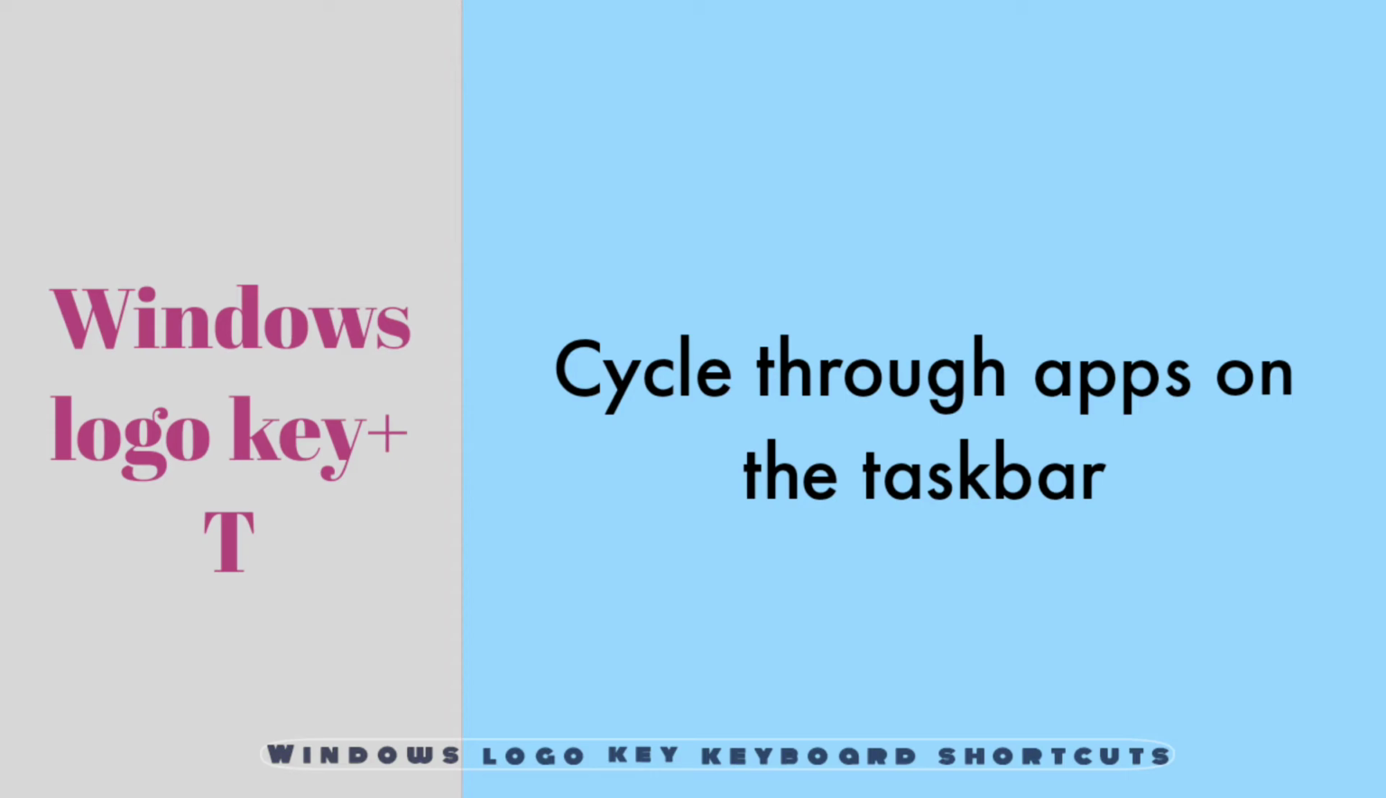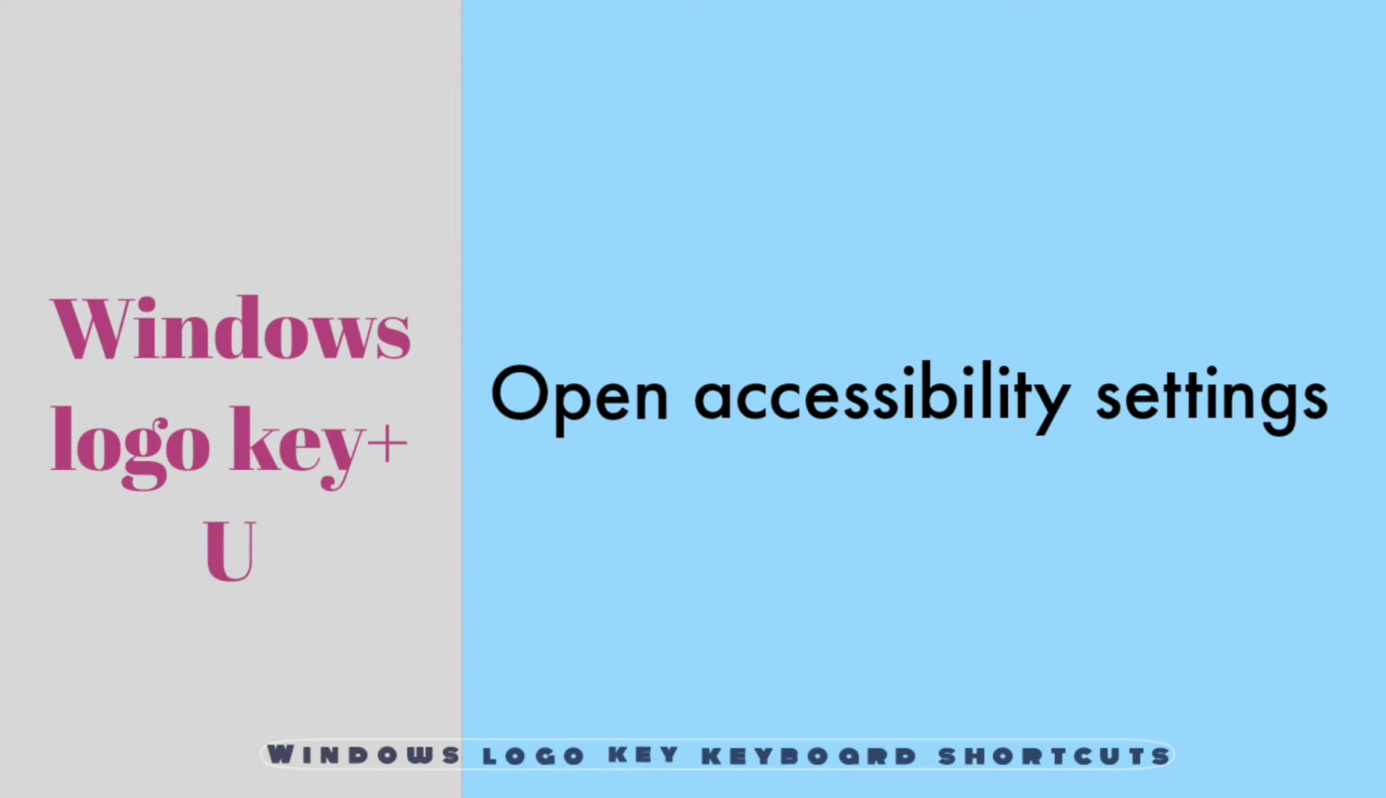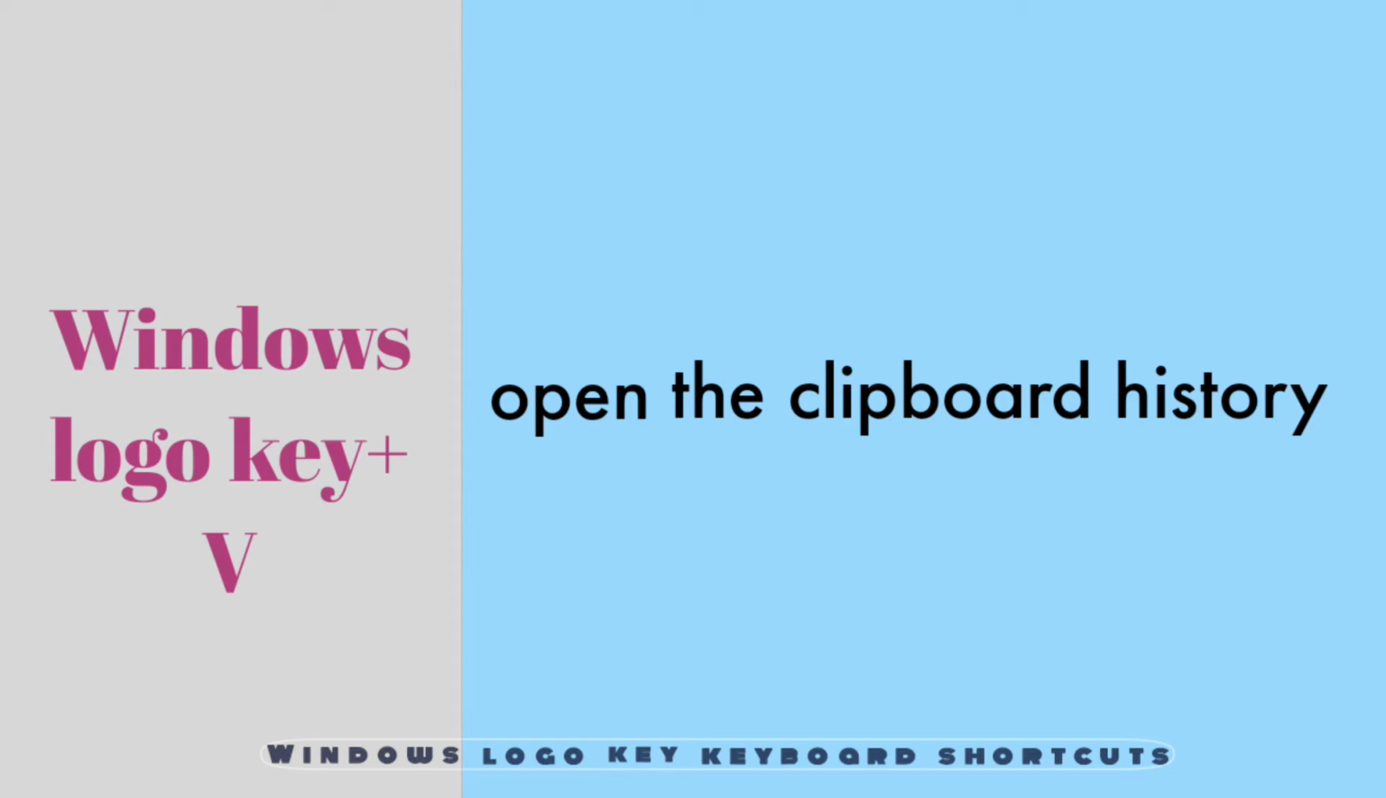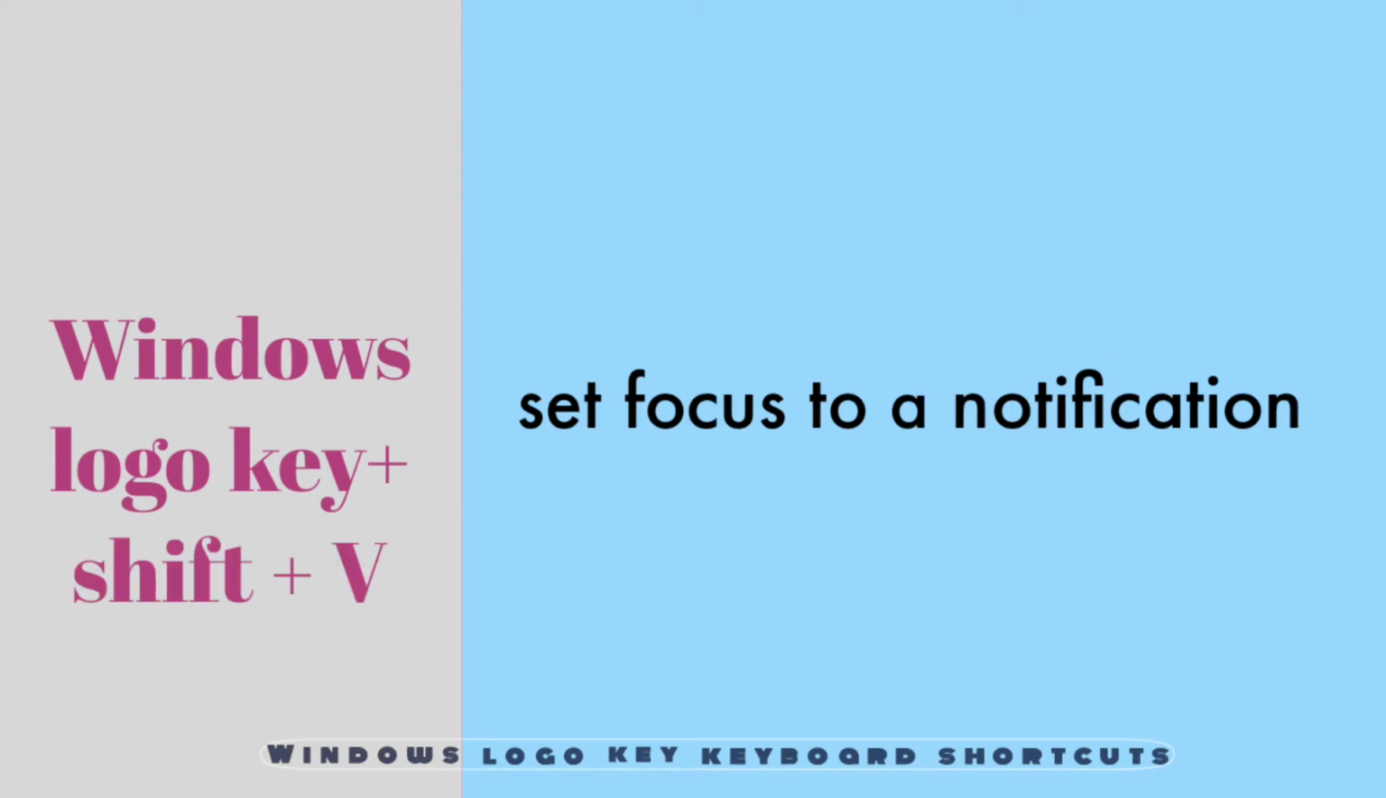Windows logo key with T cycles through apps on the taskbar. Windows logo key with U opens accessibility settings. Windows logo key with V opens the clipboard history. Windows logo key with Shift and V sets focus to a notification.